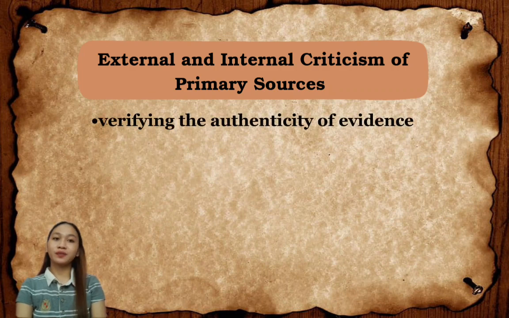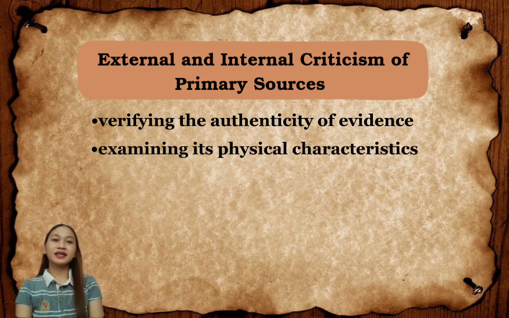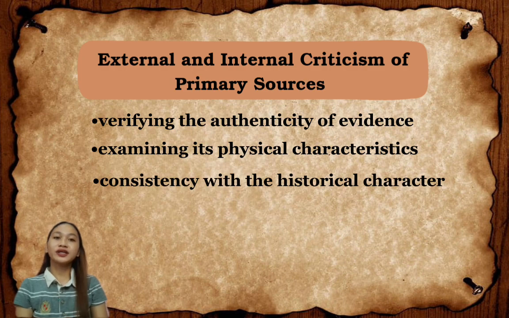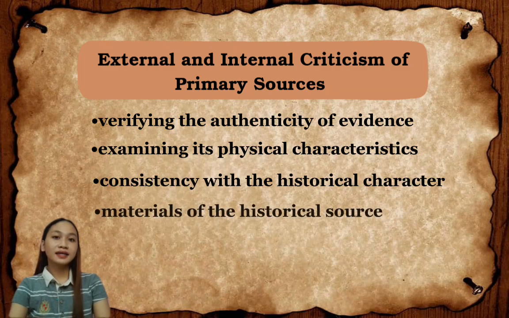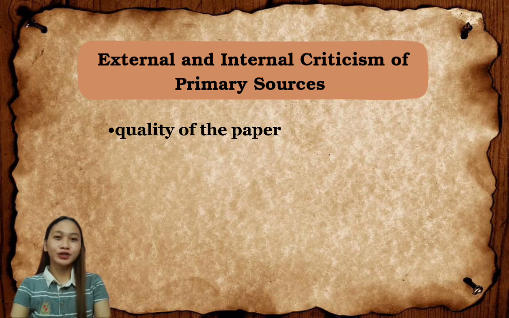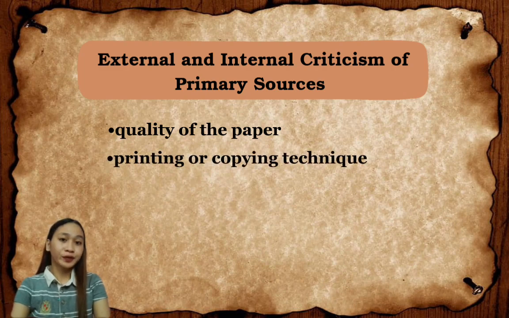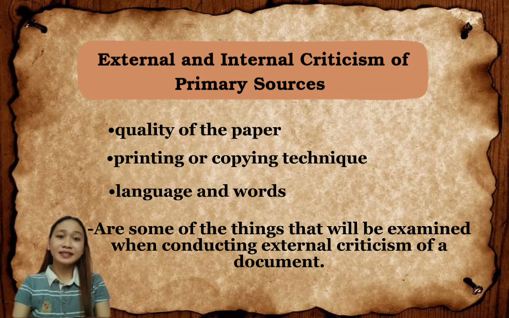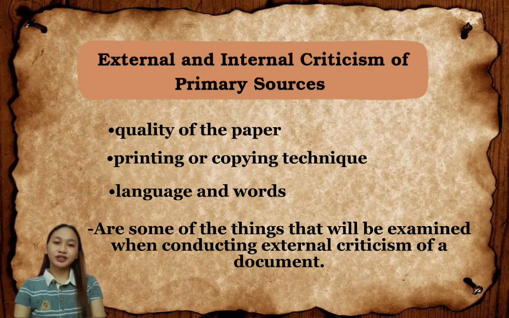External criticism is the practice of verifying the authenticity of evidence by examining its physical characteristics, its consistency with the historical character of the time when it was supposedly produced, and the materials of the historical source. The quality of the paper used to produce the document, the printing or copying technique, and the language and words used in the material are some of the things that will be examined when conducting external criticism of a document.